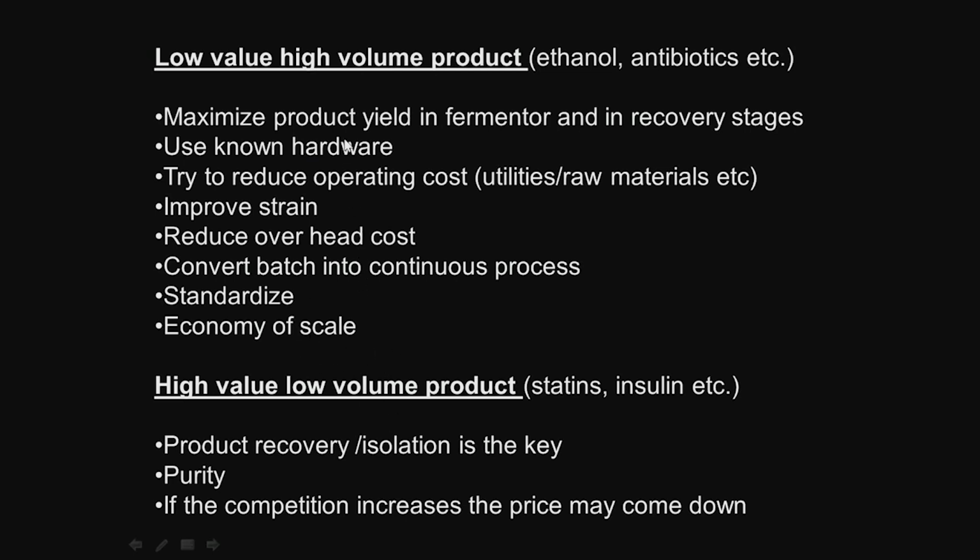So, when you are designing for a low value high volume product, you want to maximize the yield and you want to maximize the recovery, because as much material as possible you must get. You must use known hardware, do not think of designing new downstream, use the already available hardware from vendors. You must use low amounts of raw materials and utilities. Okay. You do not use too much of raw materials and utilities and increase the operating cost. You must try to improve the strain.